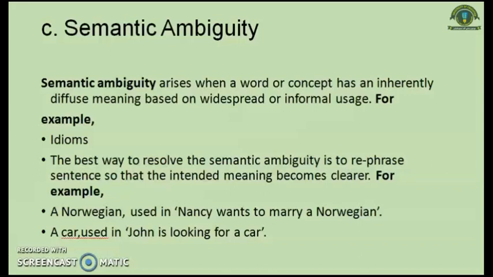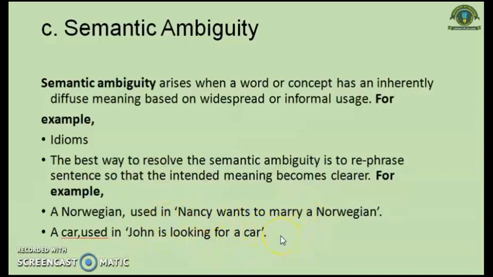Now here is the solution for avoiding or resolving the semantic ambiguity: how to rephrase the sentence so that the intended meaning becomes clearer. For example, in Norwegian, used in Nancy wants to marry a Norwegian, and in another example, a car used in John is looking for a car. Both sentences are ambiguous. So how can we resolve this ambiguity?